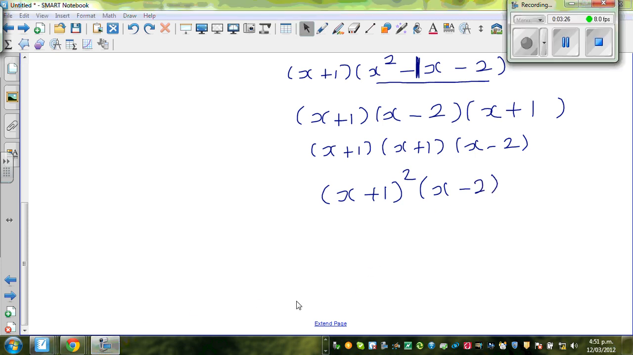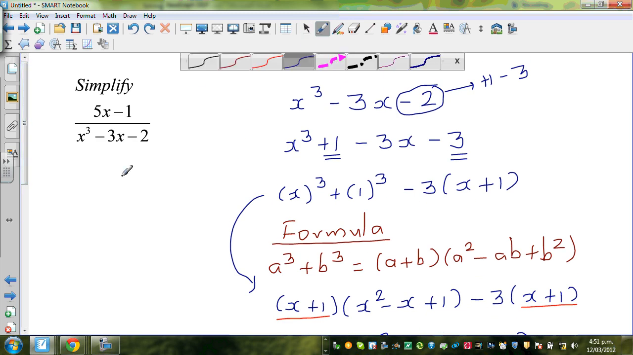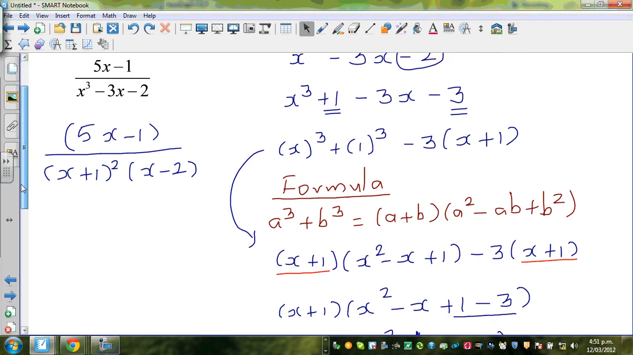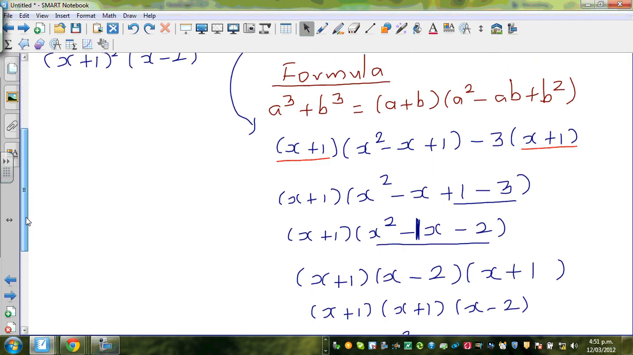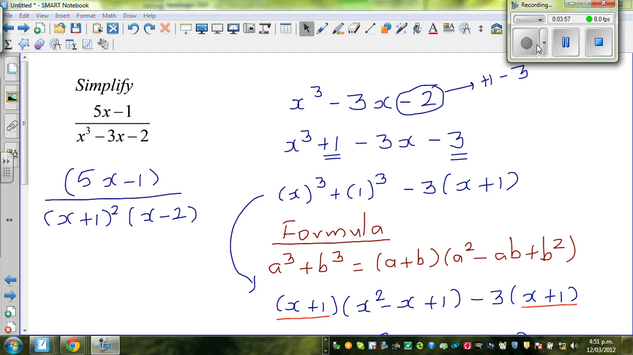Okay, so what can we do? Let me scroll back. So here, this is nothing but 5x minus 1 over x plus 1 the whole squared times x minus 2. Hopefully, this has satisfied my student, and this is the answer. And you can't do anything more than this. You can't cancel anything out. So I don't think it was a good question.